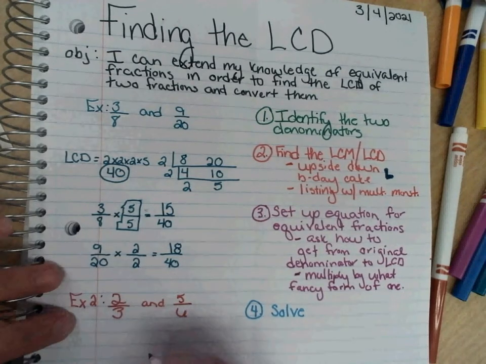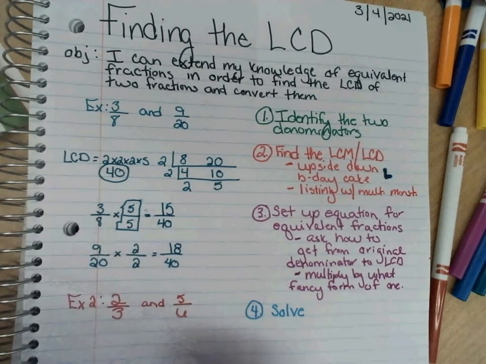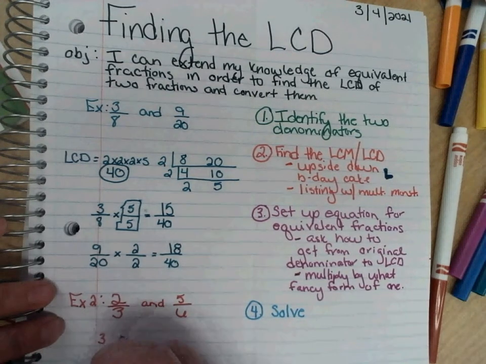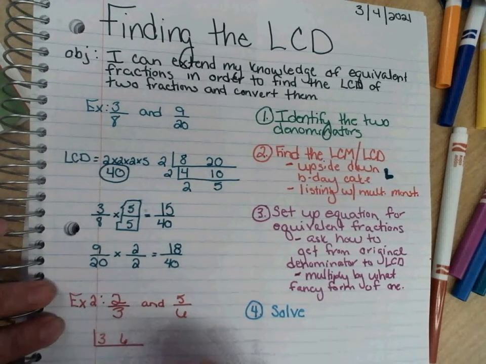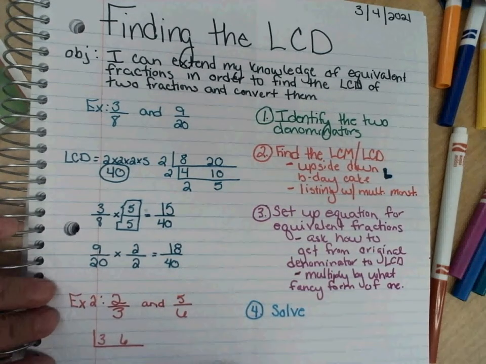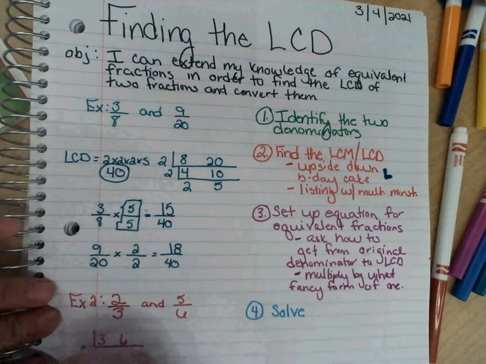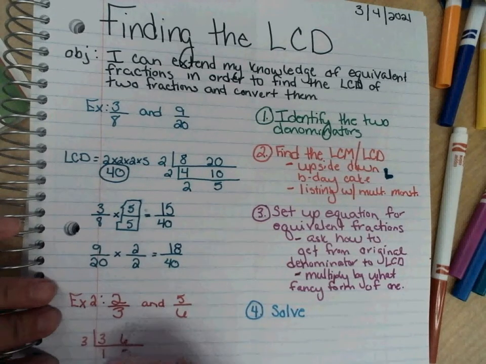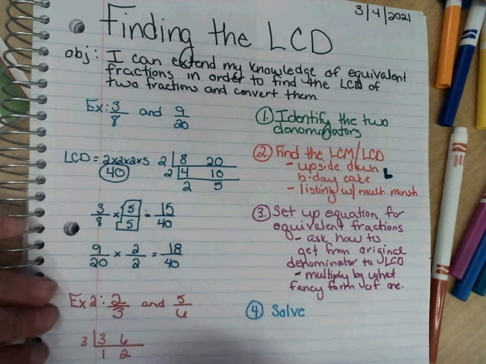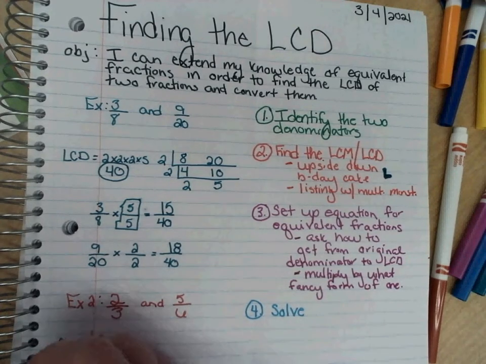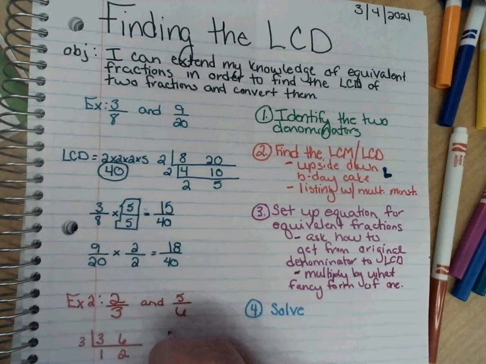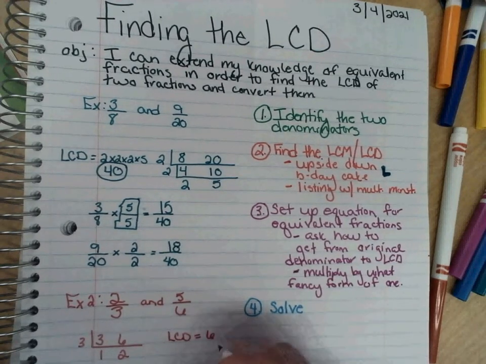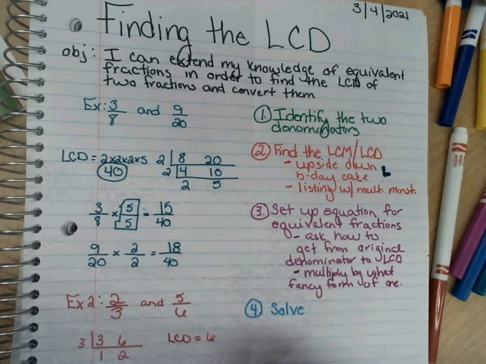So step 1 is to identify the denominators. So my denominators are 3, 6. And then step 2 is to take and find the least common denominator of those two numbers. What can I pull out of both 3 and 6? You're right, it's a 3. 3 divided by 3 is 1, and 6 divided by 3 is 2. So remember, my least common multiple is the L, and so I have 3 times 1 times 2. So my least common denominator is actually going to be 6.